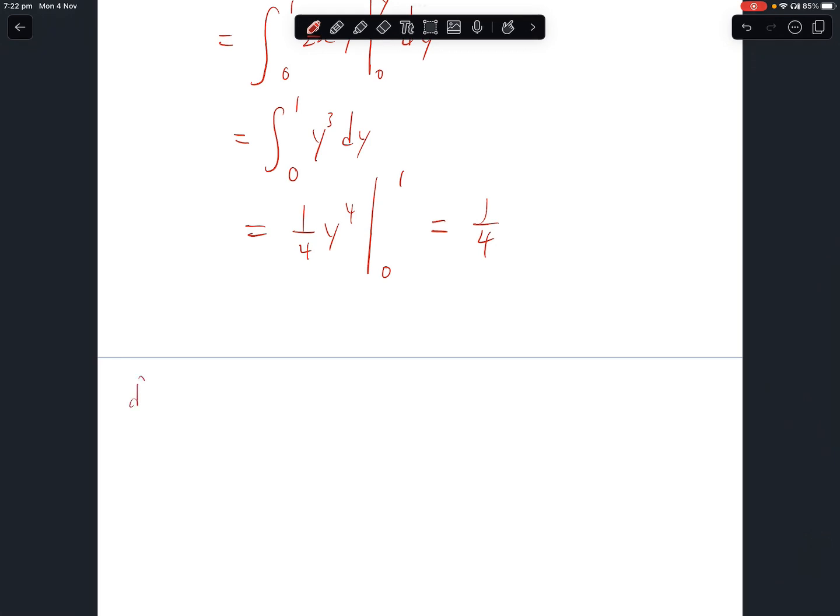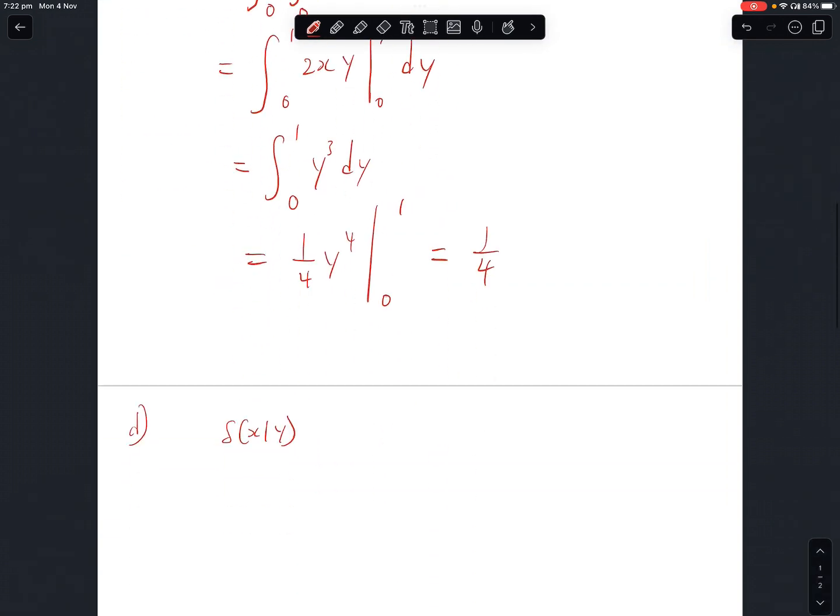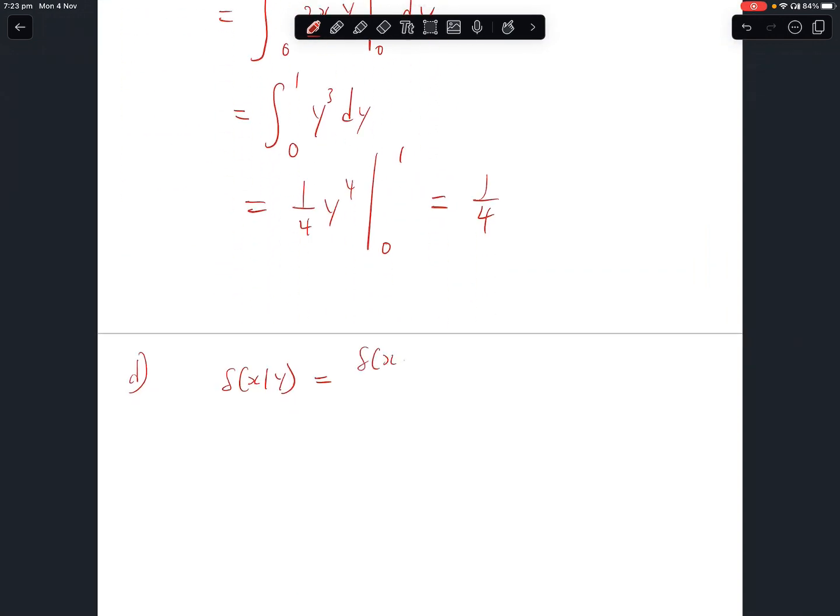And about question D, before doing question D, we need to write down the definition of conditional probability. So we need to find this one first, right? Here we will find the conditional probability function first, which is equal to f x y divided by f y.